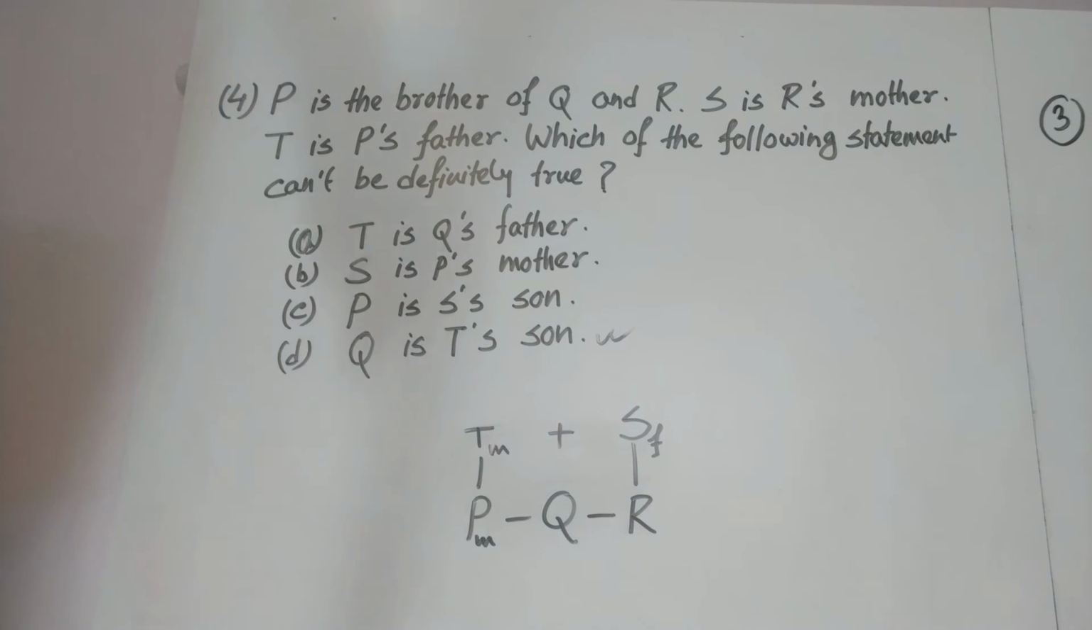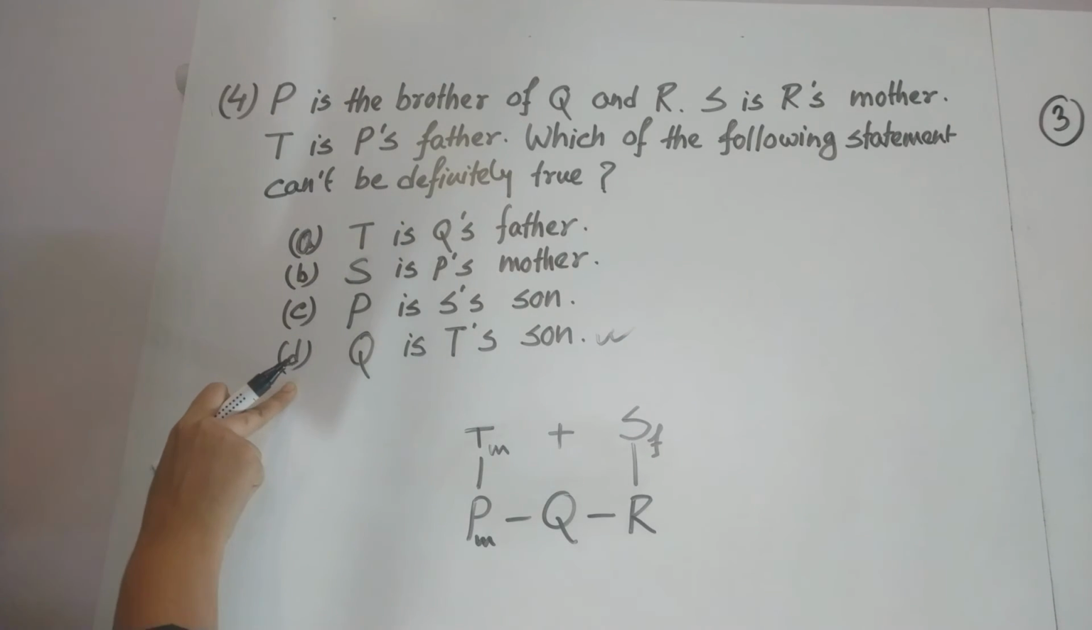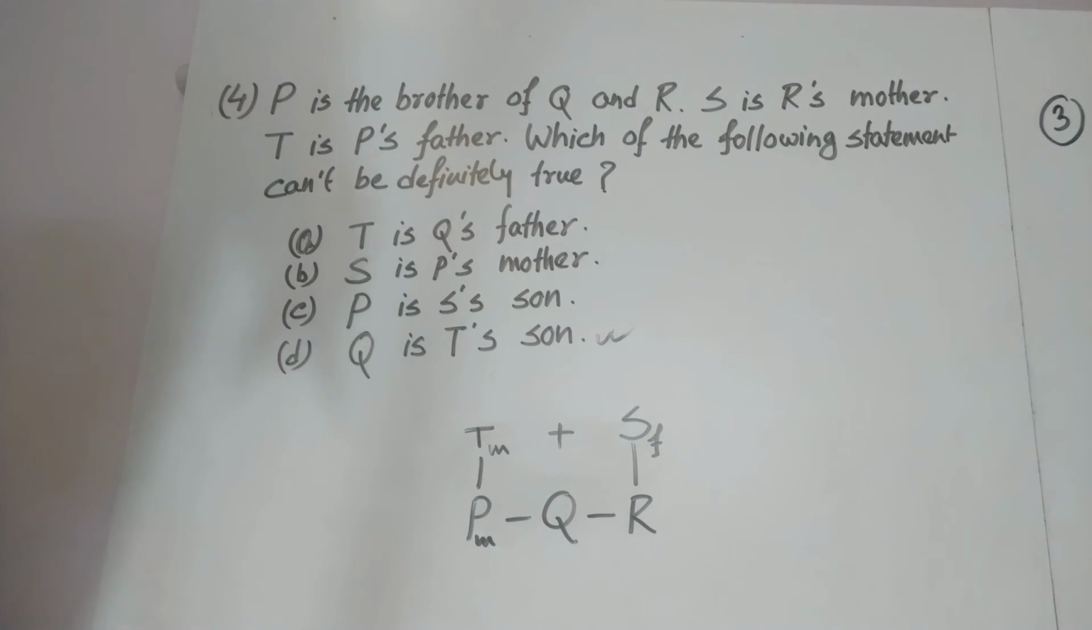It can be true. Q can be the son of T, but Q can be the daughter of T as well. So here option D is the answer. Q is T's son.